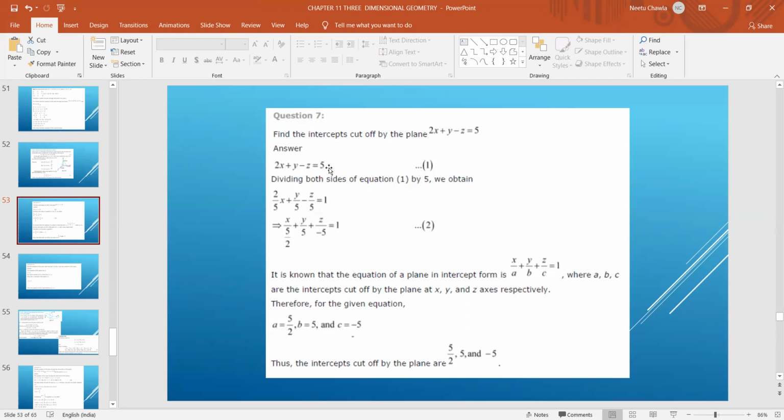So easily we can do this, just dividing the whole equation by 5. We are getting this, and just turning this, all the negative also should be removed. That is coming in the denominator. So finally we are getting x upon 5 by 2 plus y upon 5 plus z upon minus 5 is equal to 1. So this is the equation of the plane in intercept form. So the intercepts will be a is equal to 5 upon 2, b is equal to 5 and c is equal to minus 5.